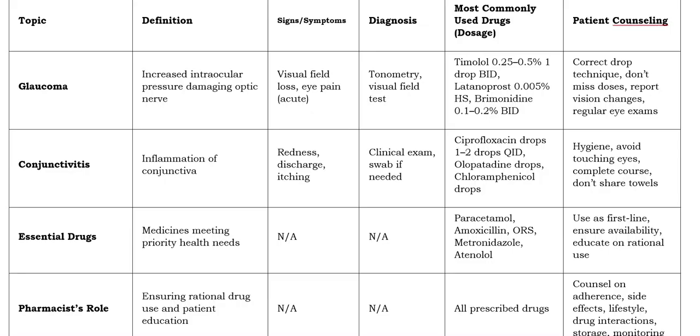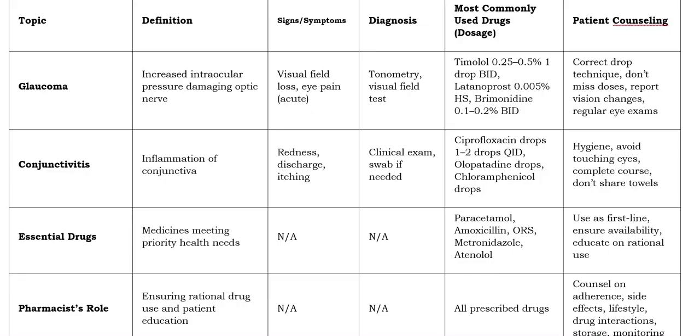Counseling focuses on purpose and appropriate use. Exactly. Using them as first line when appropriate. Ensuring availability. Educating on rational use, preventing resistance, misuse. Finally, the pharmacist's role is highlighted, ensuring rational drug use and patient education, relevant for all prescribed drugs, it says.